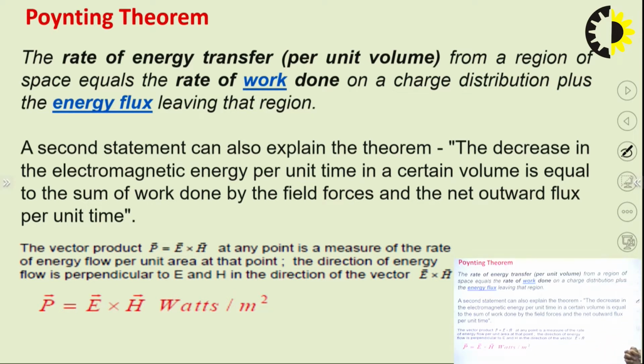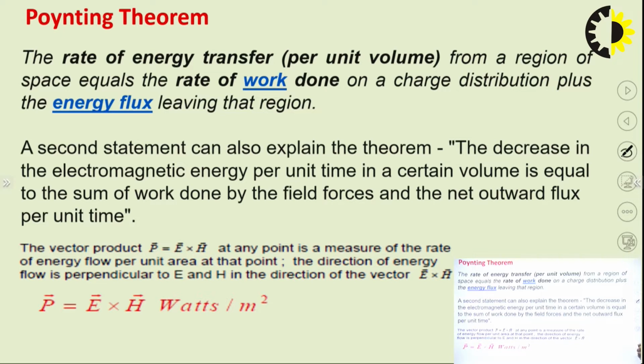The rate of energy transfer per unit volume from a region of space is equal to the rate of work done on a charge distribution plus the energy flux leaving the region. A second statement can also explain the theorem: the decrease in the electromagnetic energy per unit time in a certain volume is equal to the sum of the work done by the field forces and the net outward flux per unit time.